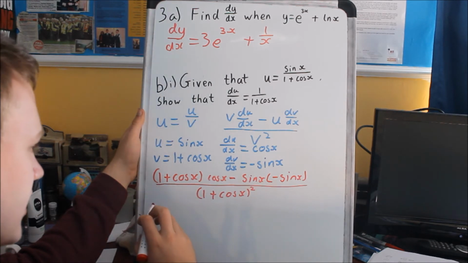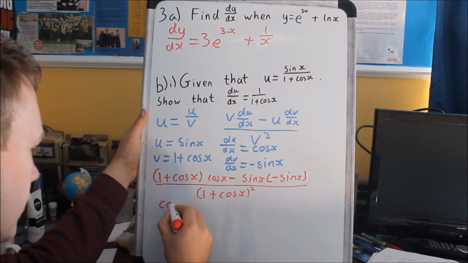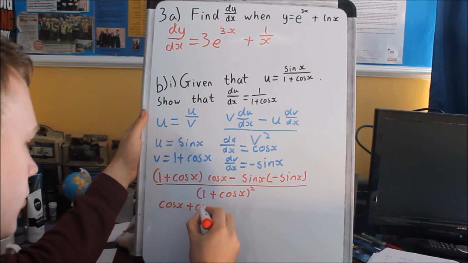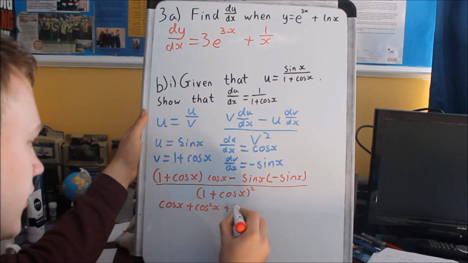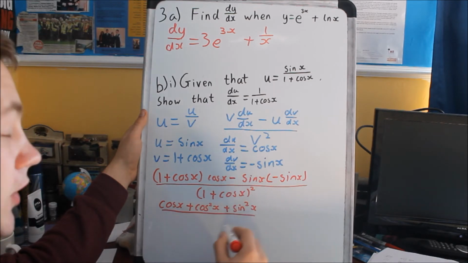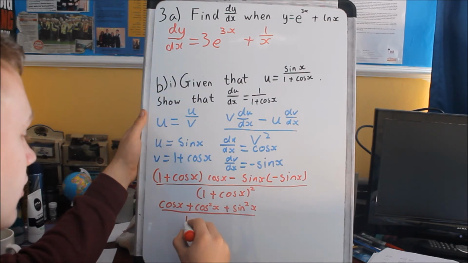If you expand that out, you're going to get cos x, which is the 1 times cos x, plus cos squared x, plus sin squared x, expanding your minus and minus. Be careful of your positives and negatives. I know I was an idiot just now. That's over 1 plus cos x all squared.